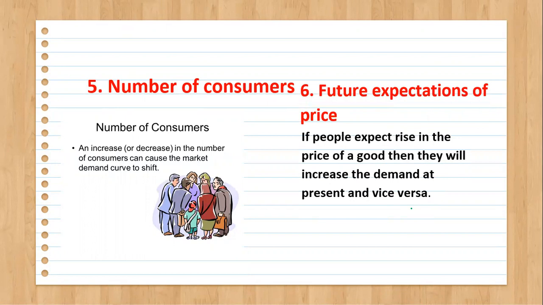So these are the determinants of demand, the factors which affect demand. One is price, second is price of related goods, which is substitute and complementary, third is income of the consumer, that has normal and inferior goods, then taste and preferences of the consumer, the number of consumers, and future expectations of the price. I hope we are clear with this.